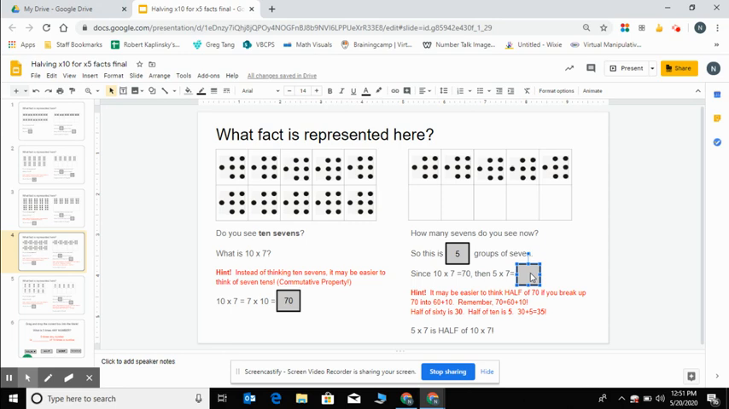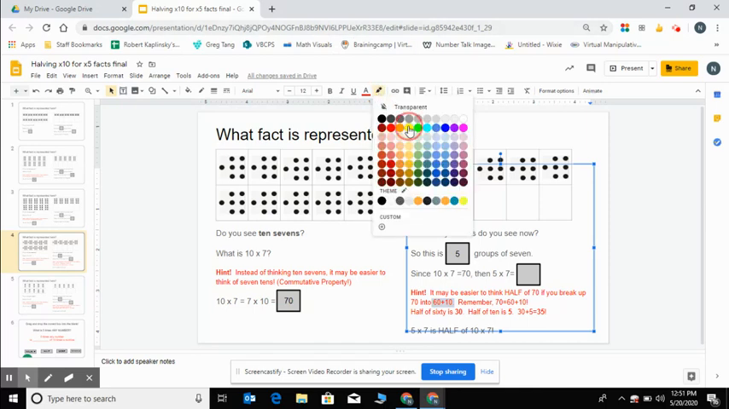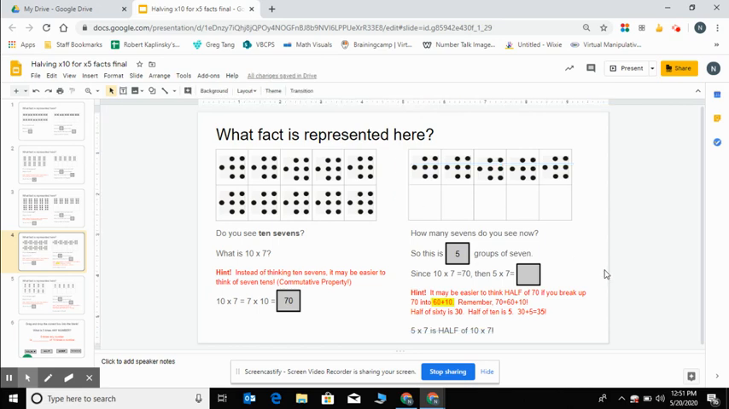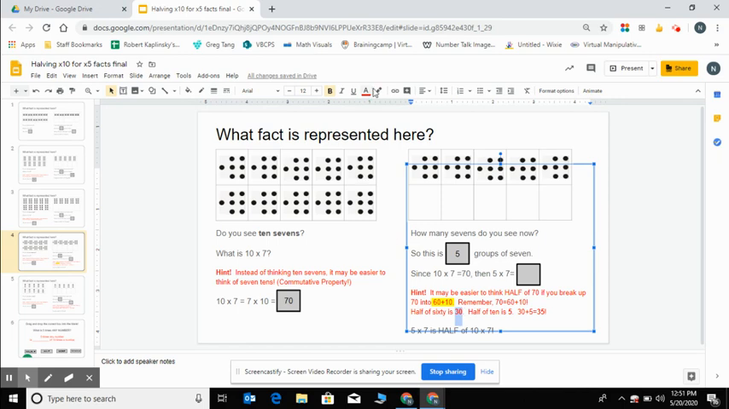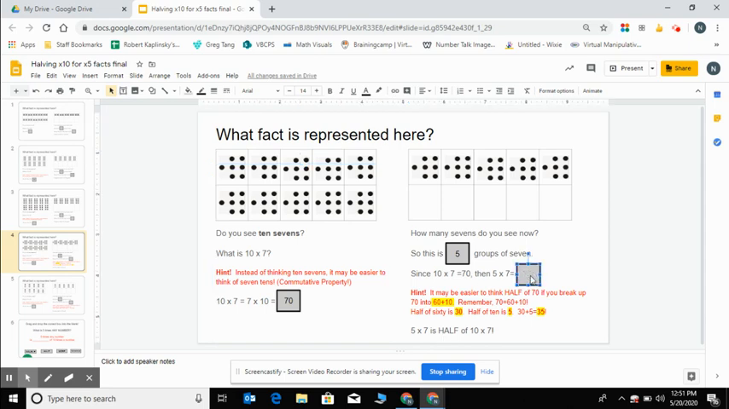Now when I'm thinking about half of 70, it's easier for me in my brain to break up 70 into 60 and 10, because 60 and 10 is the same thing as 70, but I know those easier because it's harder to do half of 7. But half of 6 is 3, so half of 60 is 30. And half of 10 is 5. So half of that 10 is 5. And then when I put the 30 together with the 5, 30 and 5 makes 35. So half of 70 is 35. So 5 times 7 is half of 10 times 7. That means that 5 times 7 is 35.